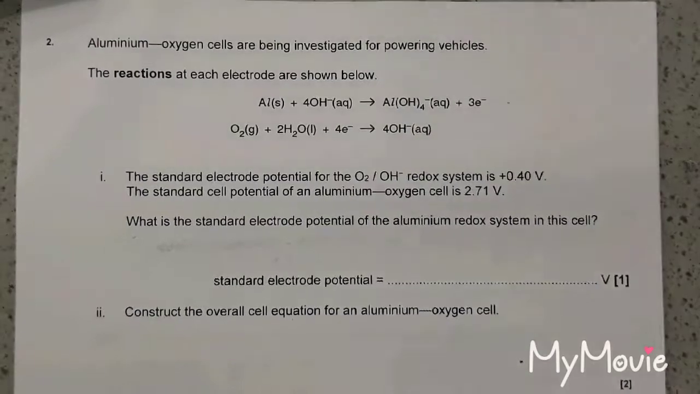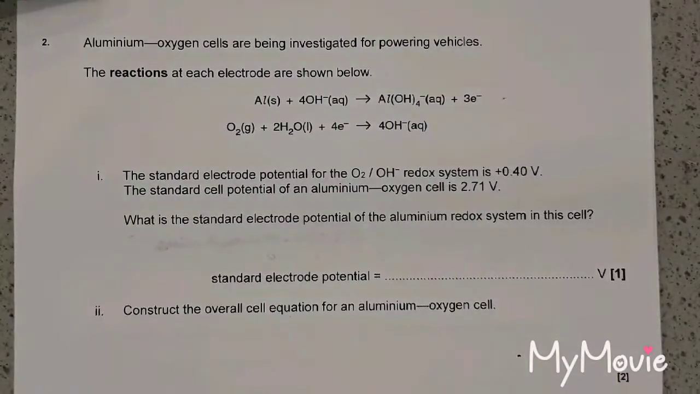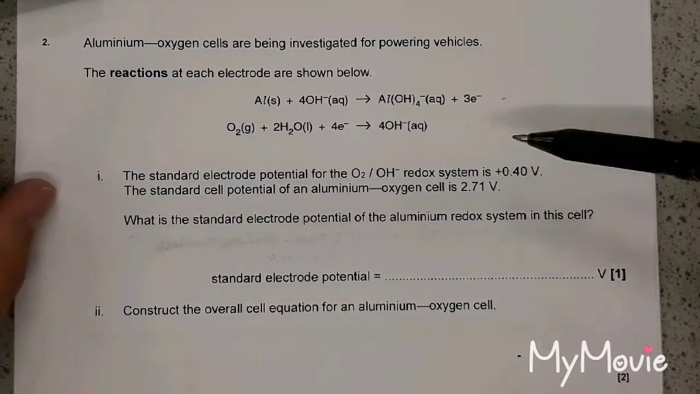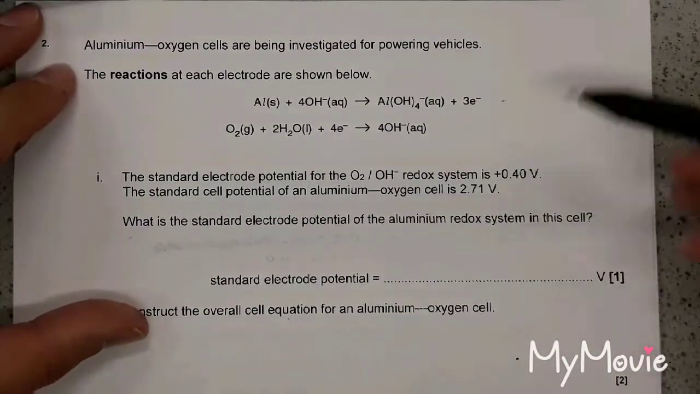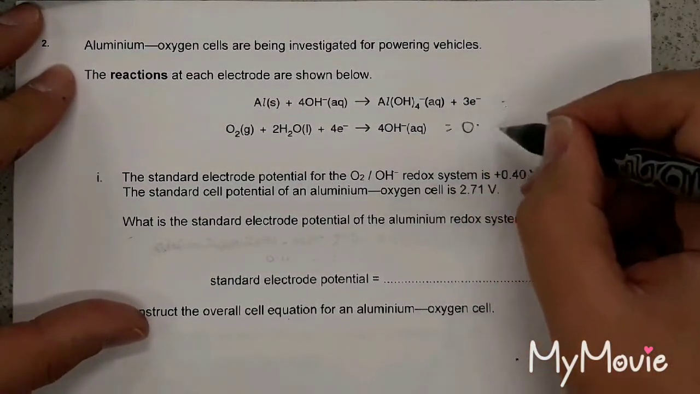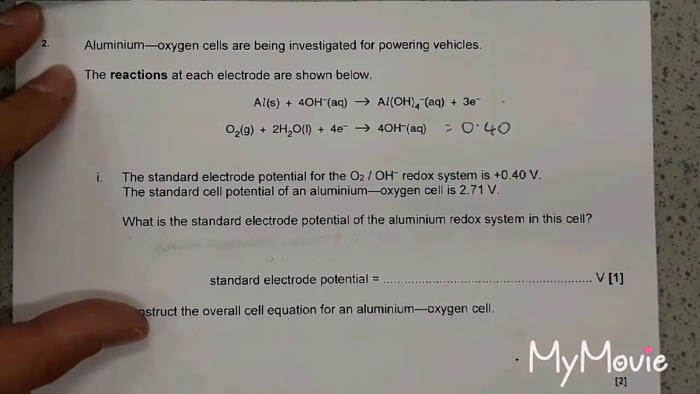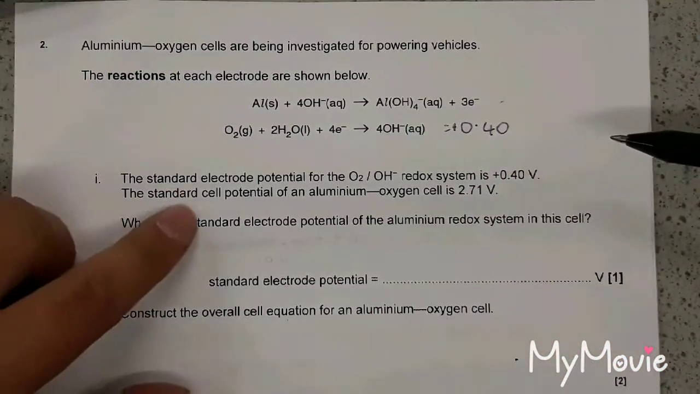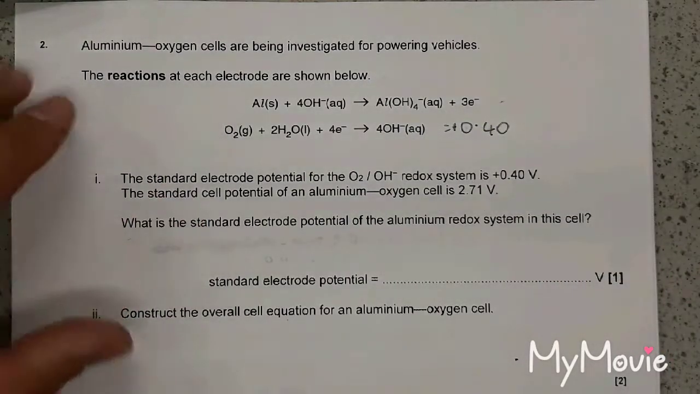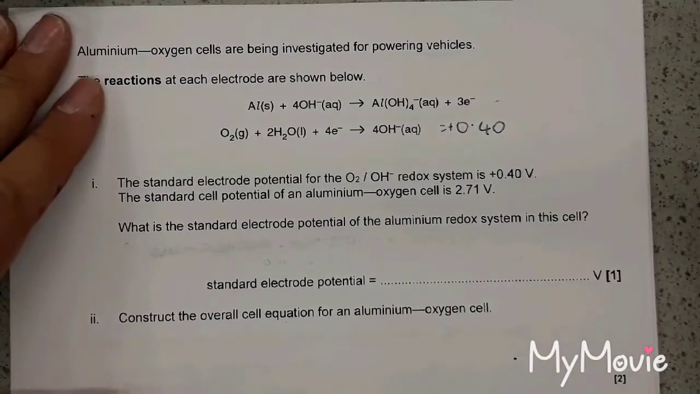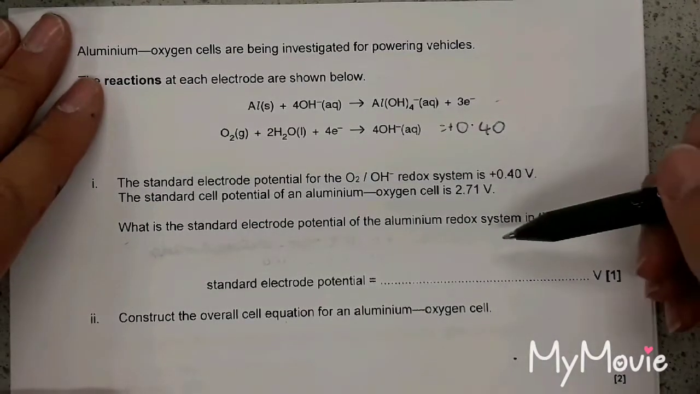Question 2. Aluminium oxygen cells are being investigated for powering vehicles. The reactions at each electrode are shown below. So we've got two half equations there. The standard electrode potential for the oxygen hydroxide redox system is plus 0.4. That's this one, so I'm going to just put that on there for a bit more clarity. Plus 0.4. And the standard cell potential of an aluminium oxygen cell is 2.71. What is the standard electrode potential of the aluminium redox system in this cell?